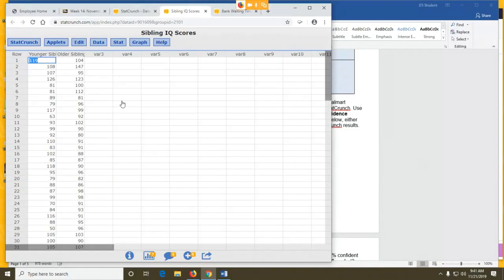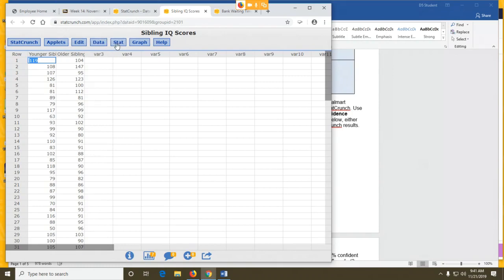So here's one that actually was from some study about IQ scores for siblings and whether they were related or not. In this one, they took two kids from the same family, a younger sibling and an older sibling, and looked at their IQ scores. So this was paired data.